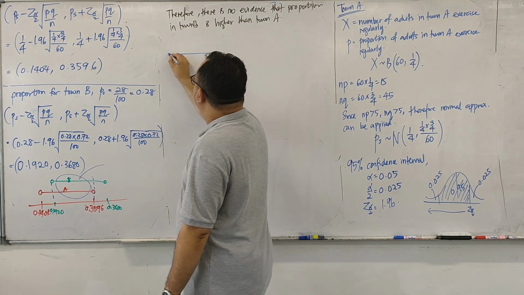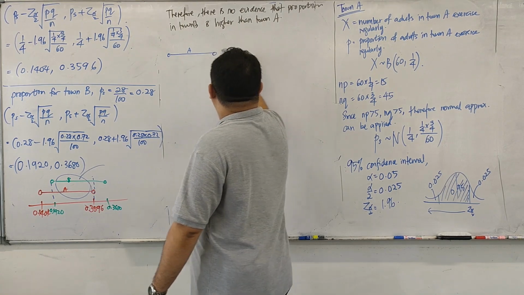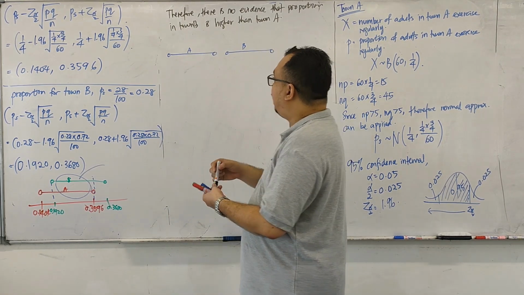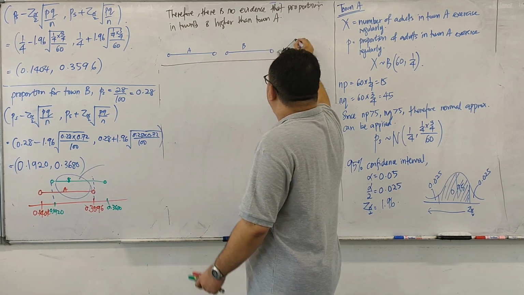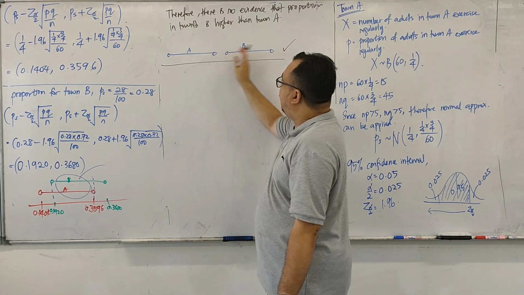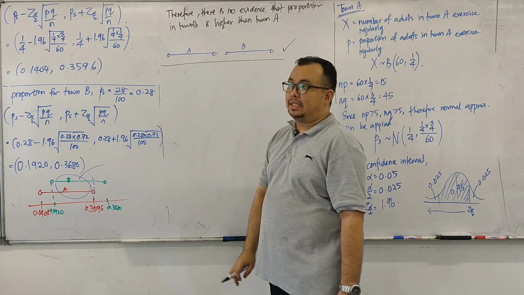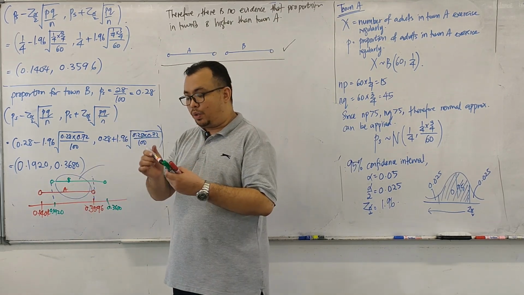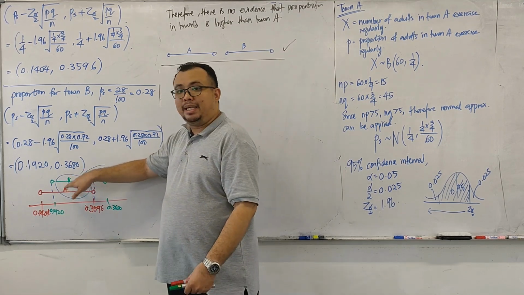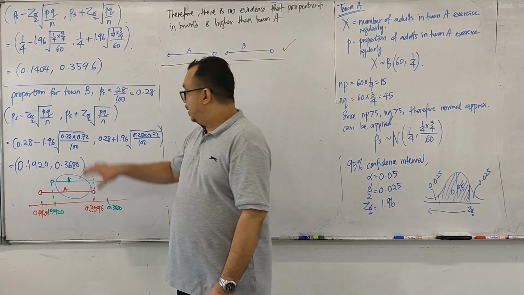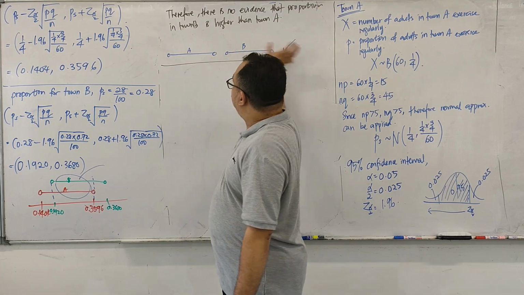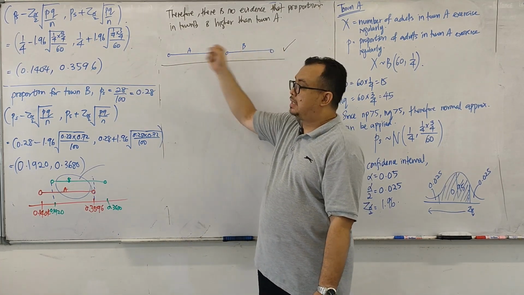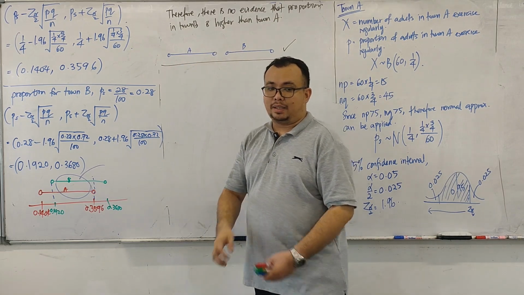This is your town A. This is your town B. Okay, kalau awak dapat macam ni, this is evidence ada, because B is completely higher than A. This one bila ada intersect, kita tak ada evidence yang kukuh untuk mengatakan B is higher than A. Dia mesti B berada extra, lebih daripada A. Barulah kita ada evidence to say that B is higher than A. Okay?